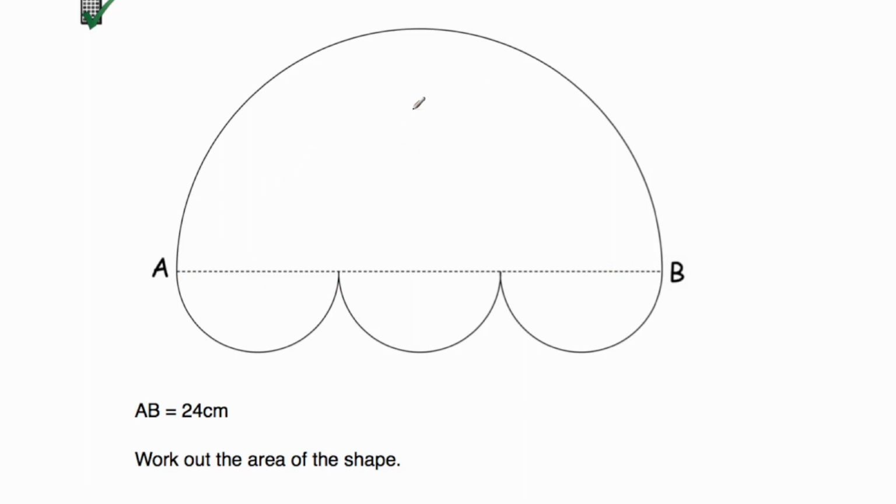So what we're going to do is work out the area of the big semicircle, and then work out the area of the 3 smaller semicircles, and then add them all together, and that will be the area of the whole shape. So let's start by finding the area of the large semicircle. So let's look at the whole semicircle.